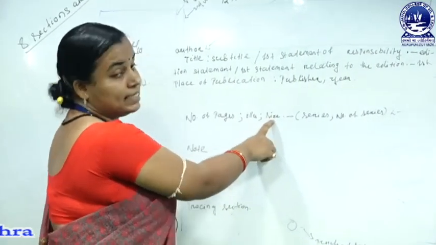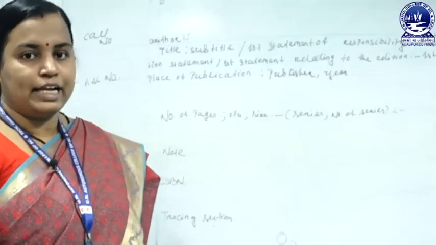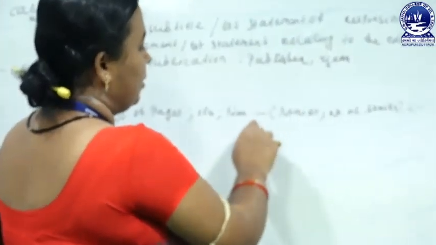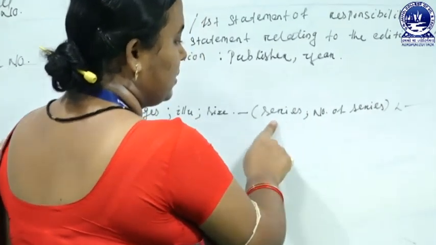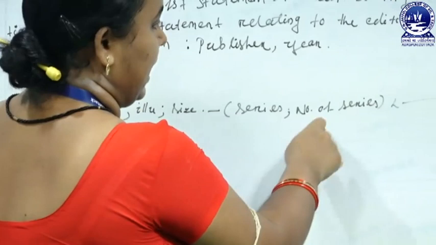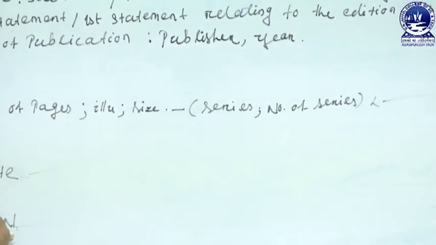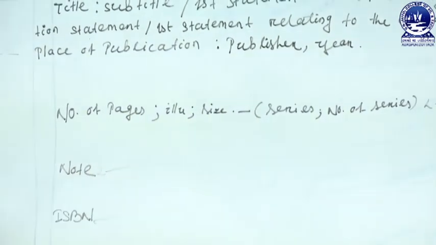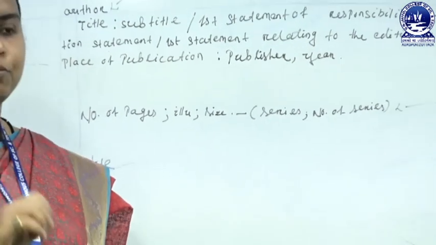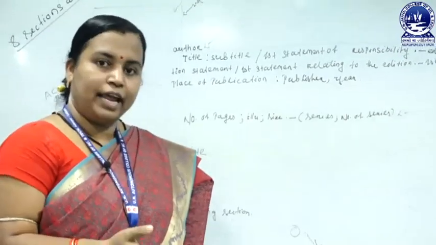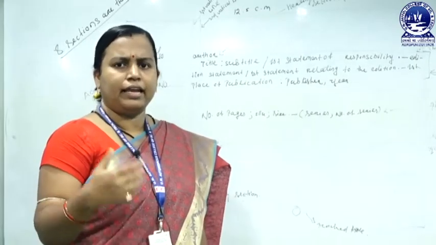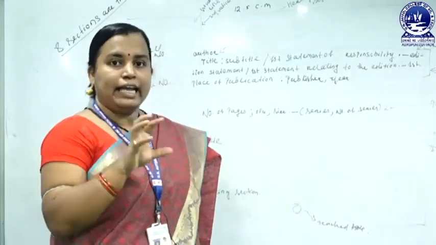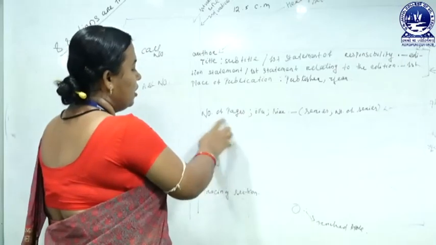After a semicolon, the size: what is the size of the document. After a dot and space, the series: the series name and how many series there are, put here. After that, the note area. The note area gives detailed information or attaches any other information. For example, if a book is published under another name, or written by a second author, those details are highlighted in the note area.